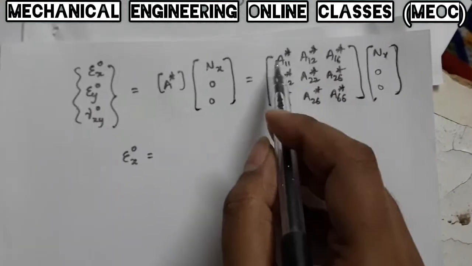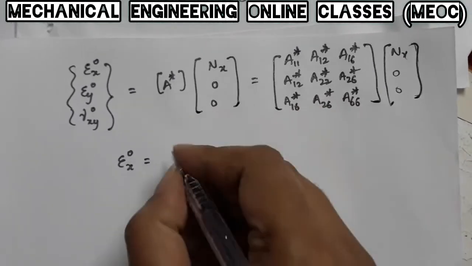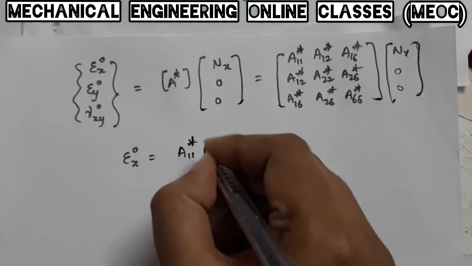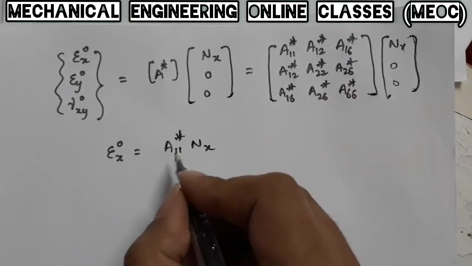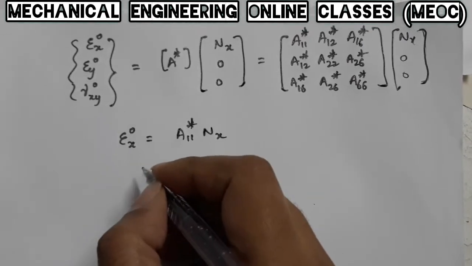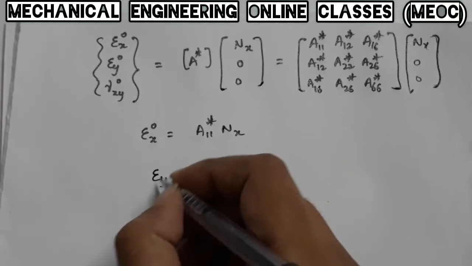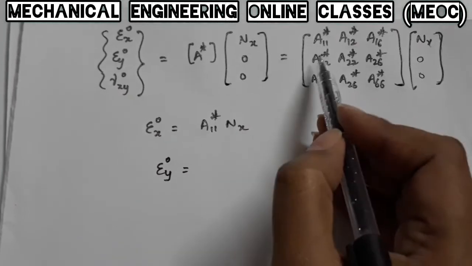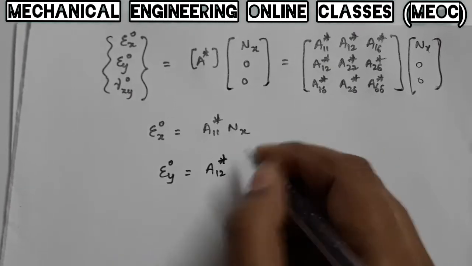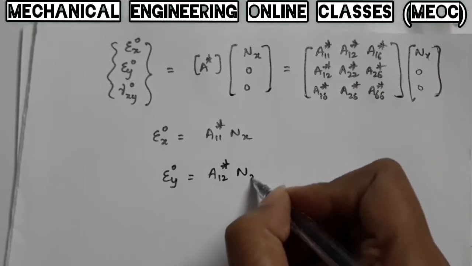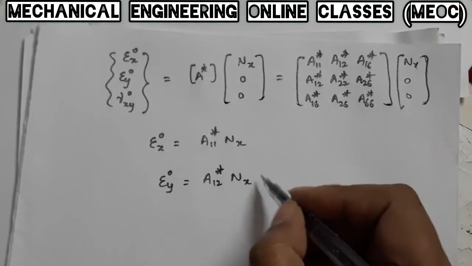Now I am doing the matrix multiplication. Epsilon x naught will be equal to A11 star into nx plus A12 star into 0 plus A16 star into 0. So I am not writing those terms. Similarly, epsilon y naught is equal to A12 star into nx plus A22 star into 0 and plus A26 star into 0. So I am not writing those terms here.